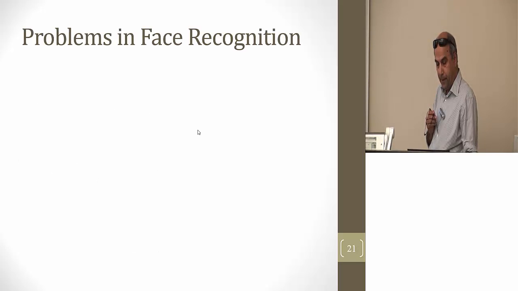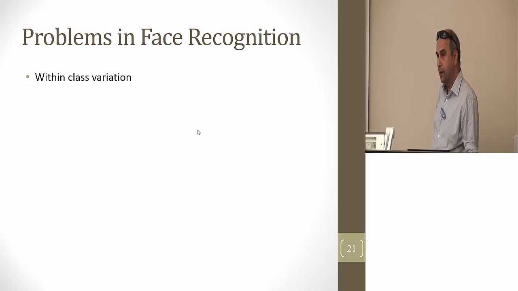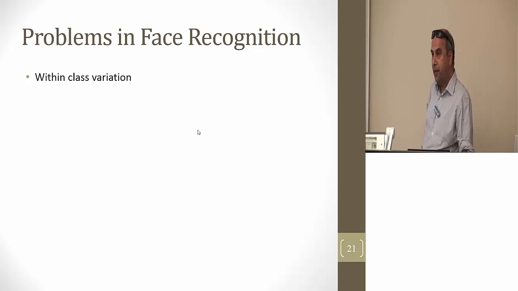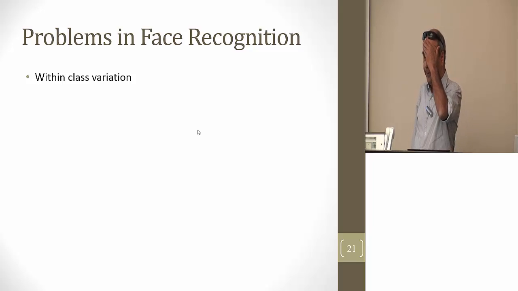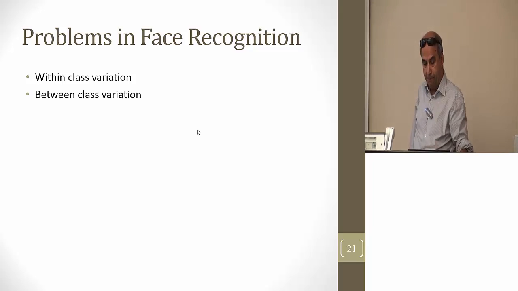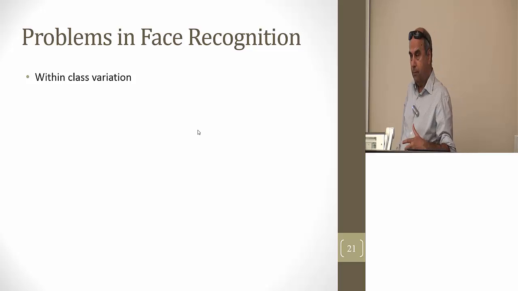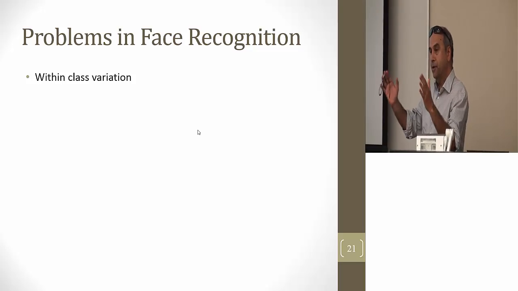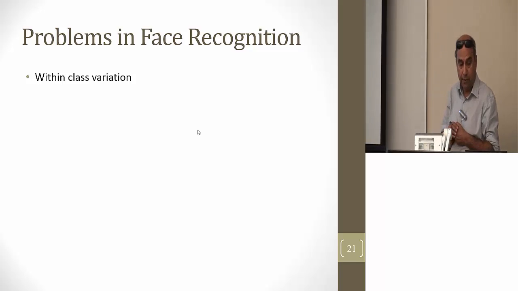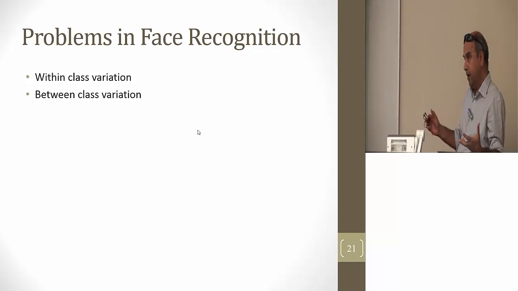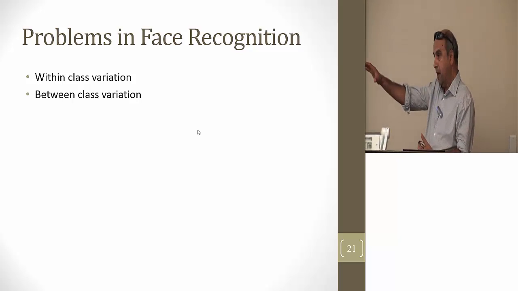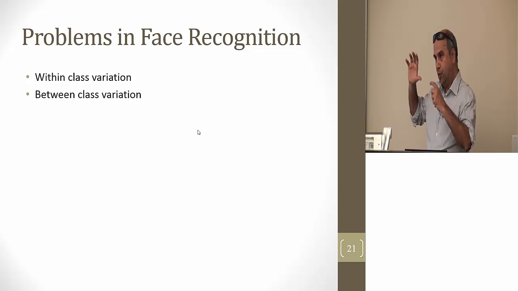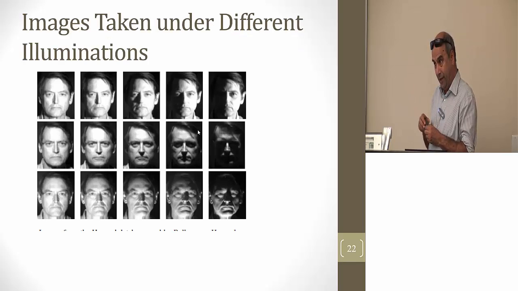Okay, let's keep going. So now, what are the problems in face recognition? One is the within class variation. You have the same person, and in the same class, different views may vary a lot from one particular view. These views can be very different, even for the same person. That's called within class variation. Then another, of course, is between class variation. The face image of this guy will be very different from this guy.